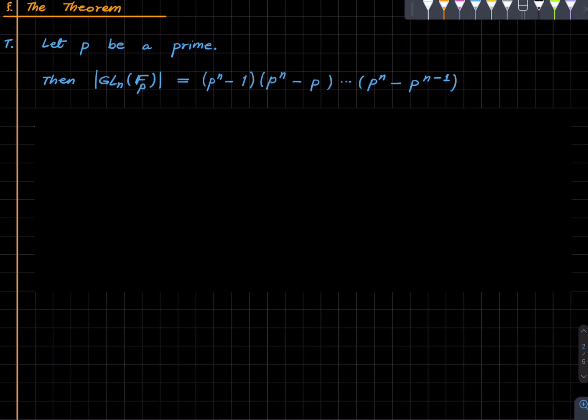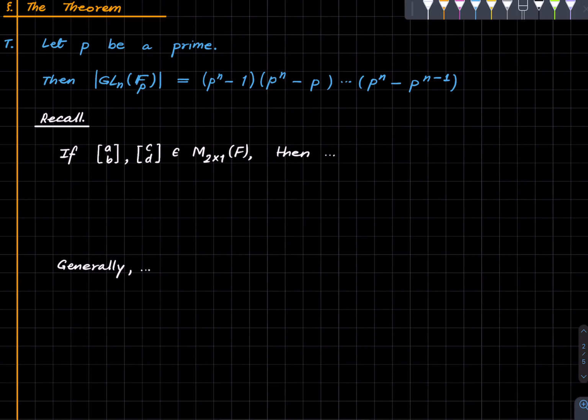So this is the theorem that we want to prove. If p is a prime, then the size of the group of all invertible n cross n matrices over Fp is this number. So we have an explicit formula. And before we proceed, we need to recall one fact from linear algebra, which is the following.